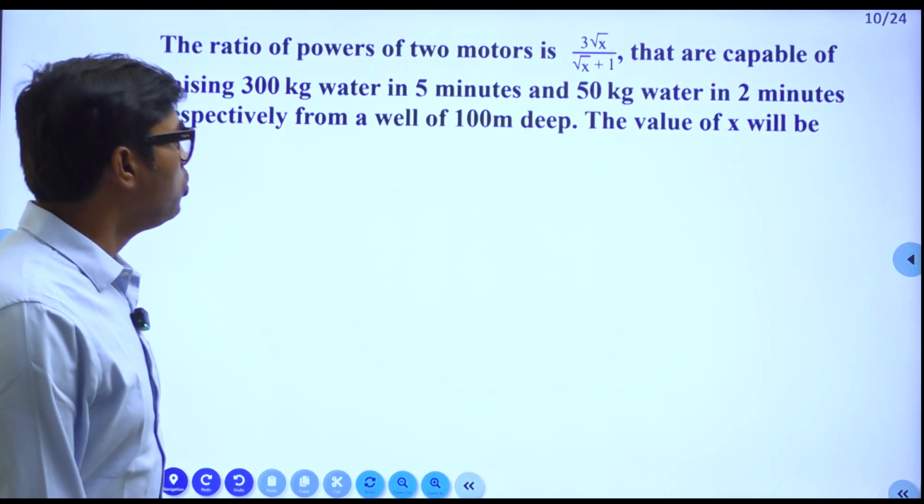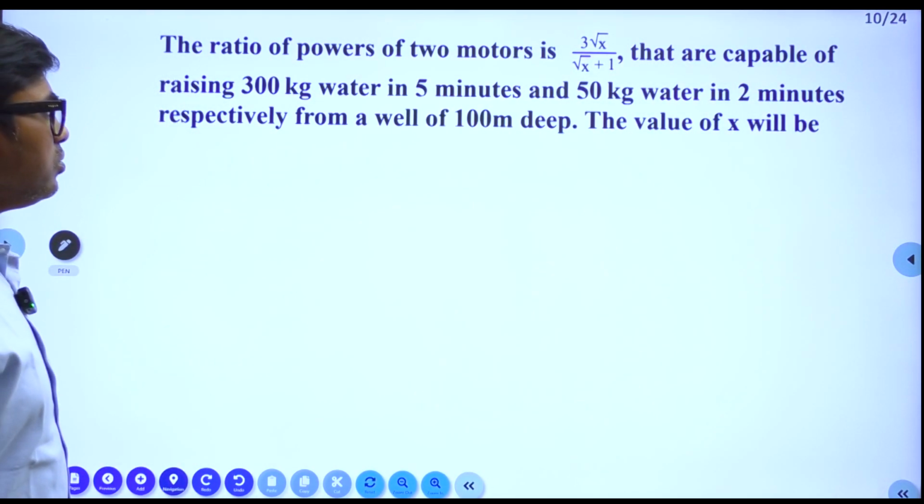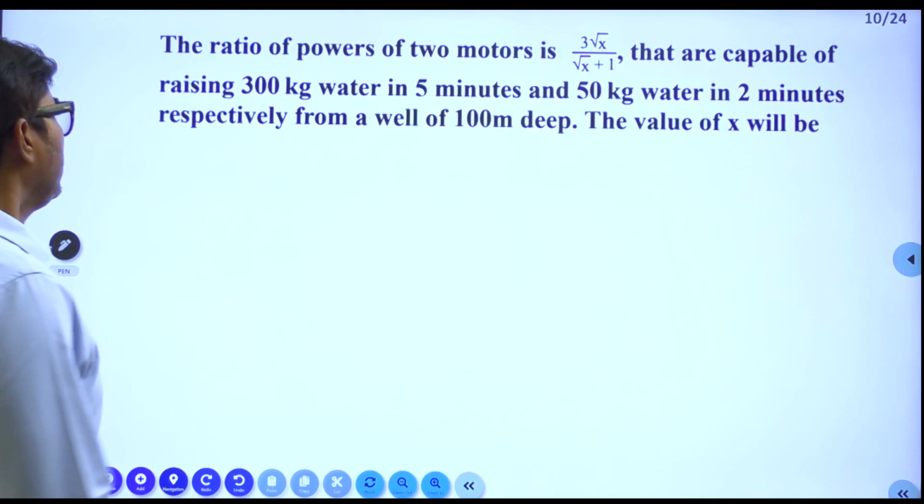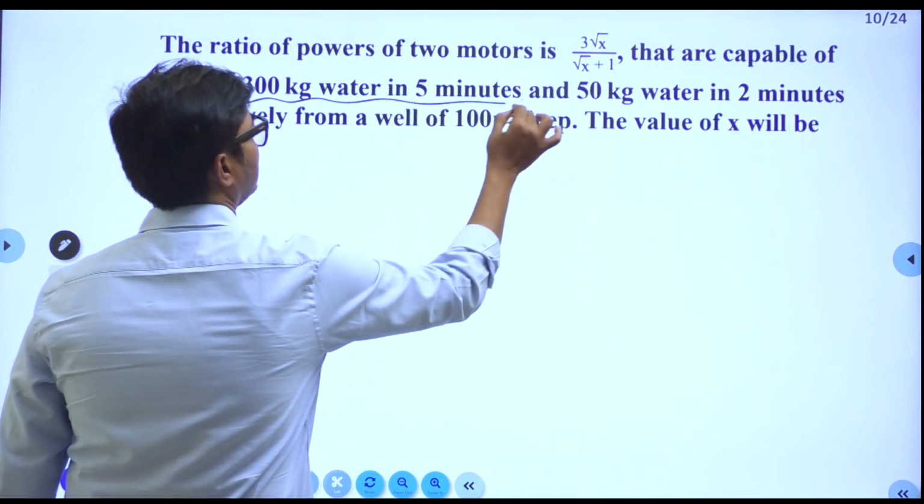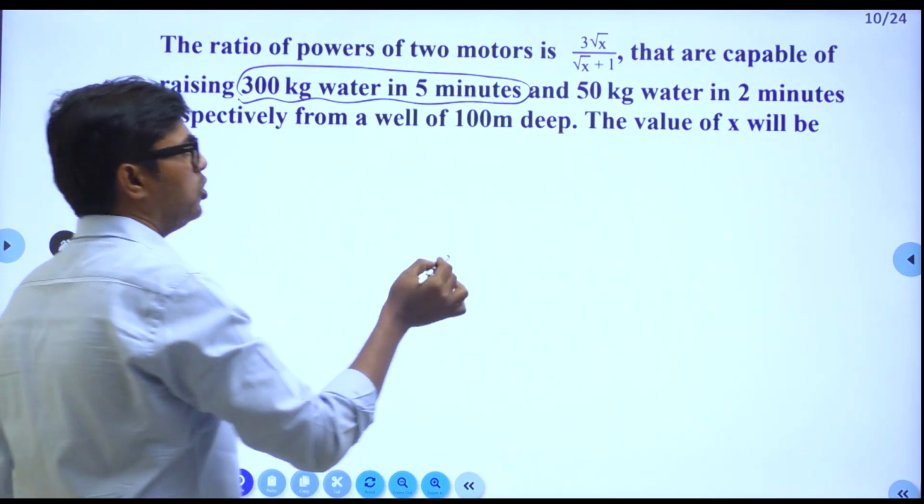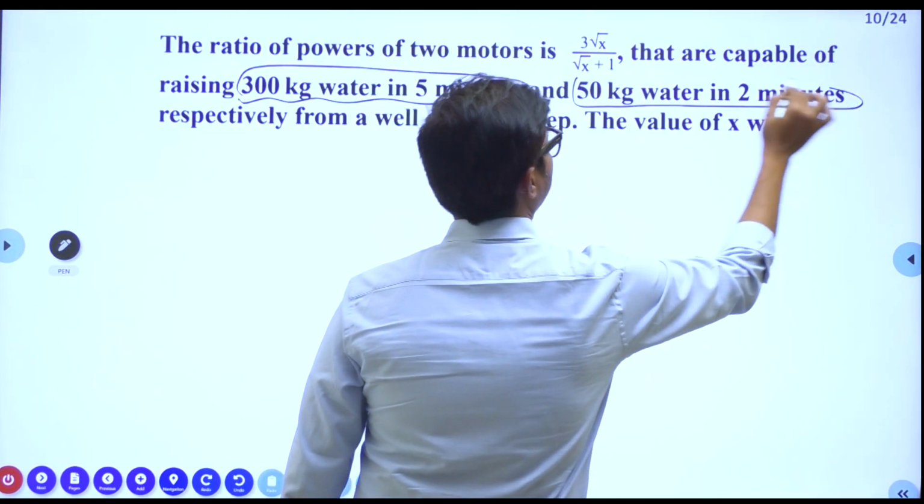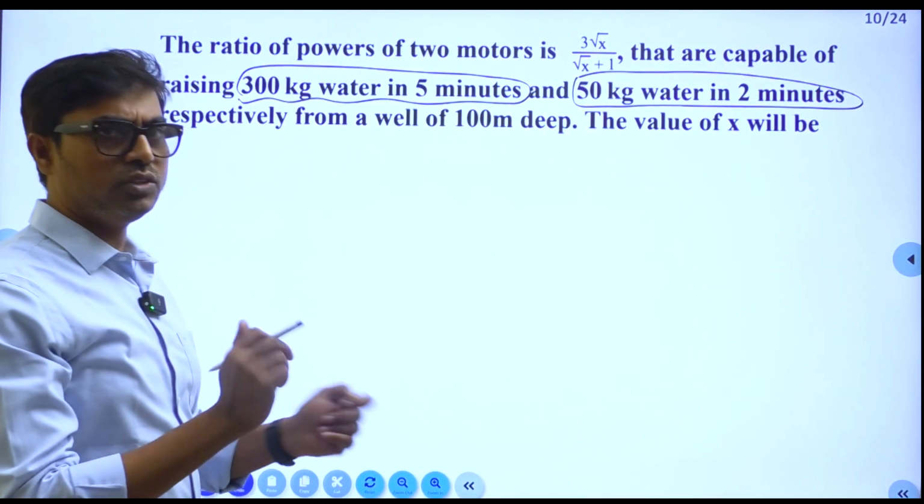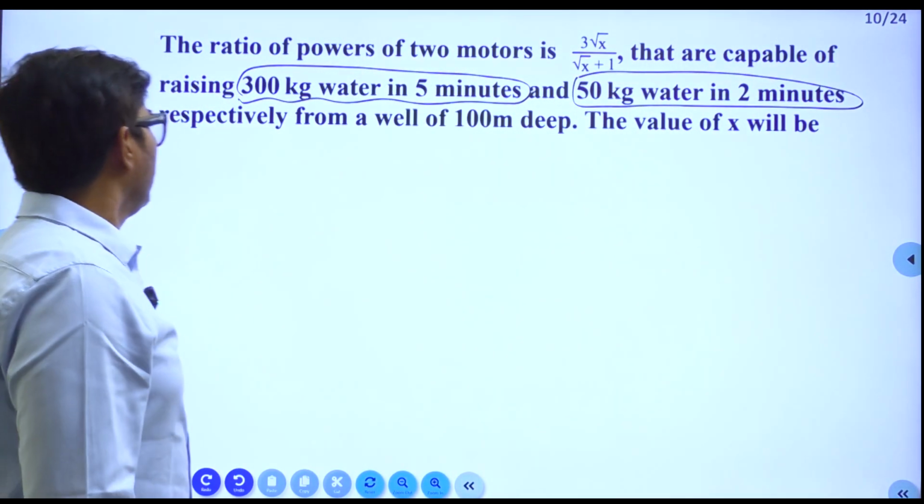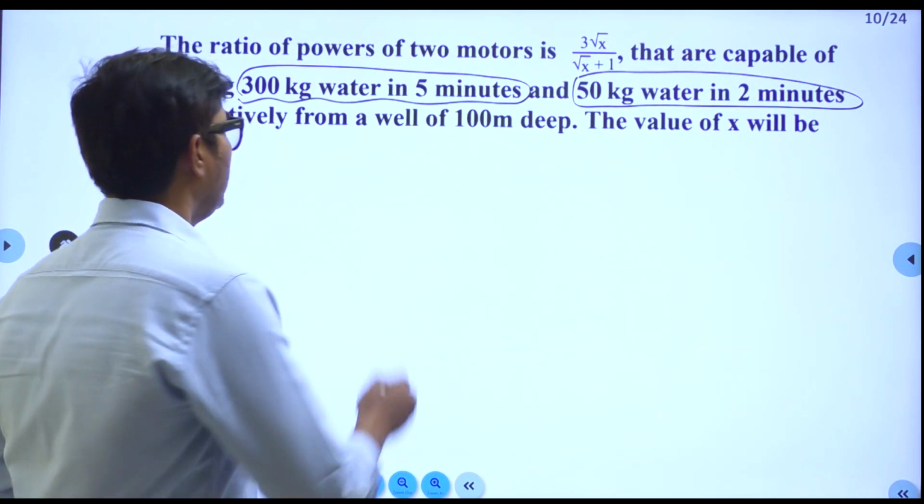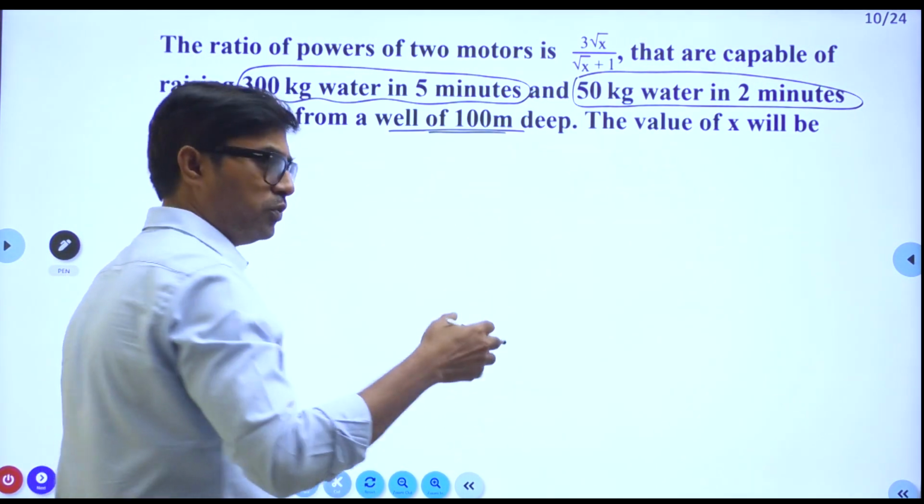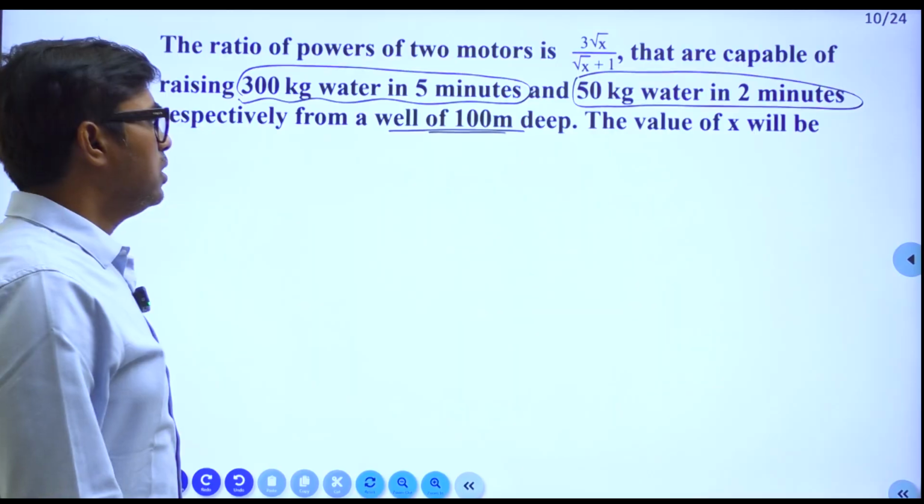The ratio of power of two motors is given, which are capable of raising 300 kg water in 5 minutes. This is one motor. The other motor raises 50 kg water in 2 minutes. So we are dealing with two motors and we want to see the power ratio. Of course, the depth is the same, 100 meters. From 100 meters, we need to raise it. The value of x is.